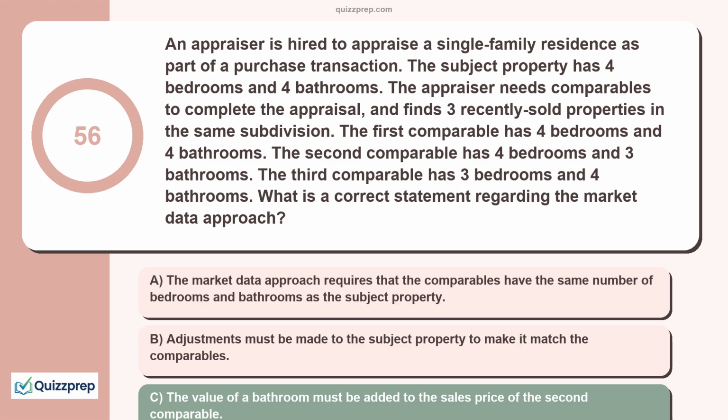B is incorrect. Adjustments are made to the recent sales prices of the comparables, not to the subject property. D is incorrect. The third comparable has only 3 bedrooms, while the subject property has 4 bedrooms. The value of a bedroom must be added to, not subtracted from, the sales price of the third comparable. Note, the market data approach is also called the sales comparison approach.